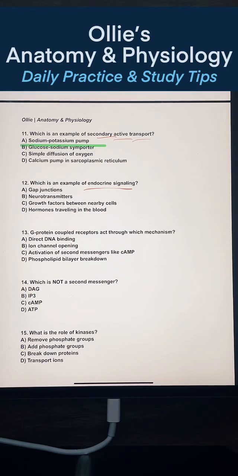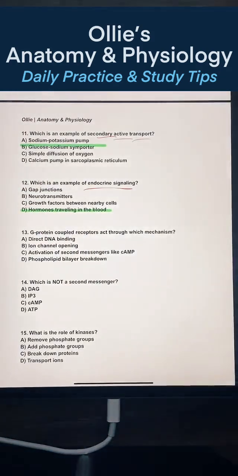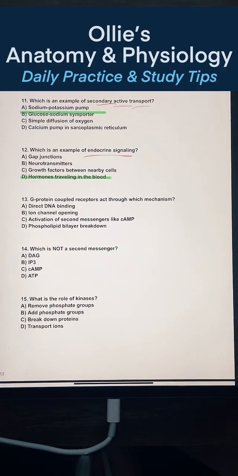Number 12, the answer is D. When you're referring to the endocrine system, you are referring to hormones getting pumped into your blood, so hormones traveling in the blood. Number 13, G protein coupled receptors act through which mechanism?